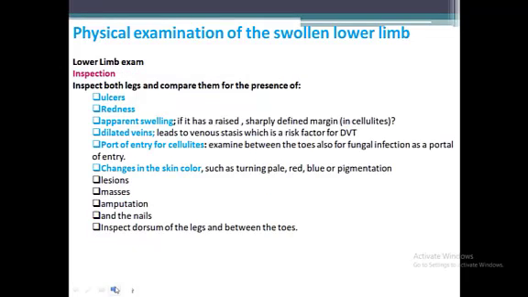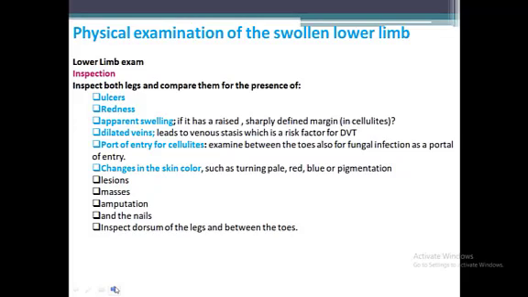Inspection. We should inspect both legs and compare them. We see if there is any ulcers, redness, any apparent swelling across the legs, any dilated veins that lead to venous stasis, which is a risk factor for DVT, and any way or route of entry of cellulitis. So we should examine between the toes for fungal infection.